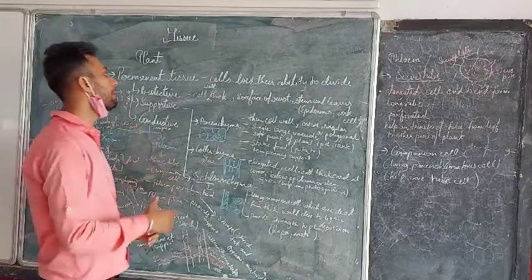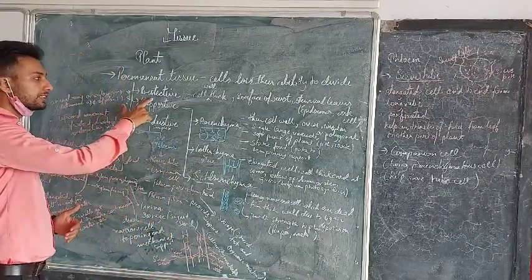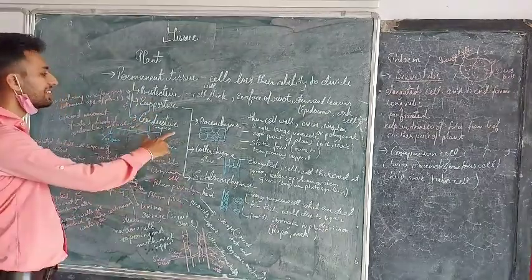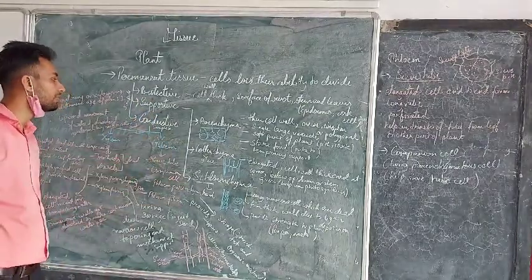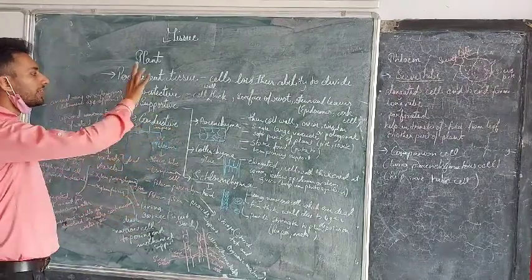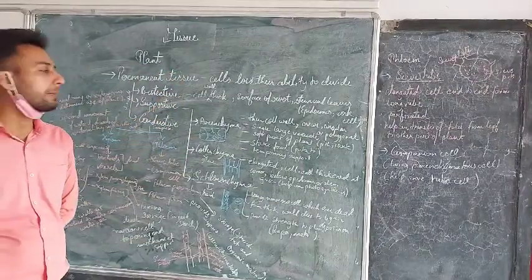Now, referring to the simple permanent tissue, there are three types. The first one is the protective permanent tissue, the second is the supportive permanent tissue, and the third one is the conductive permanent tissue. Now, the conductive one comes under the complex permanent tissue, and these two terms, protective and supportive, come under the simple permanent tissue.